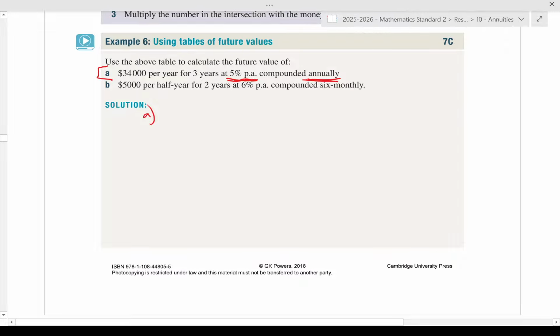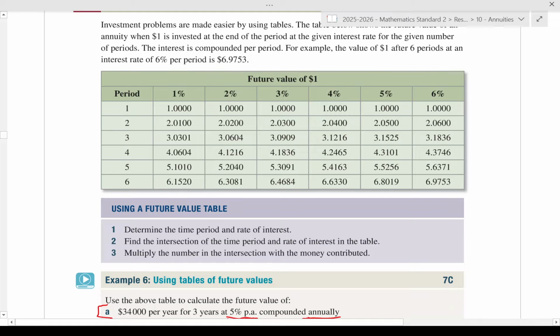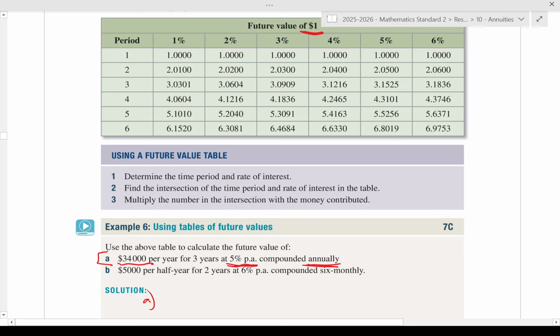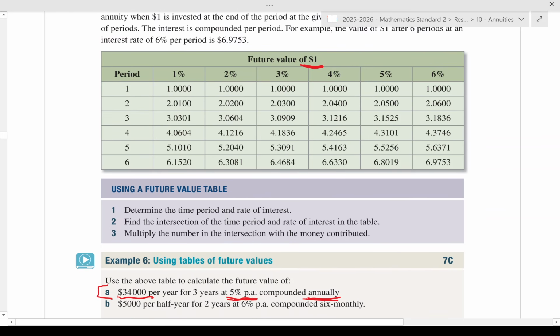Okay, so what we've got is a table up here which shows you the future value for $1. So keep that in mind. We're going to be looking at $34,000, but at the moment, $1. So with this particular question, it says we've got 5% per annum, and we're going to do it for 3 years. Now, because it's per annum and compounded annually, that's great. So we have a look and go, okay, 5%, that is where we want to be, and we want to do it for 3 years. So the good thing about this is we just go across to here, go down to here, and that is the number we want.